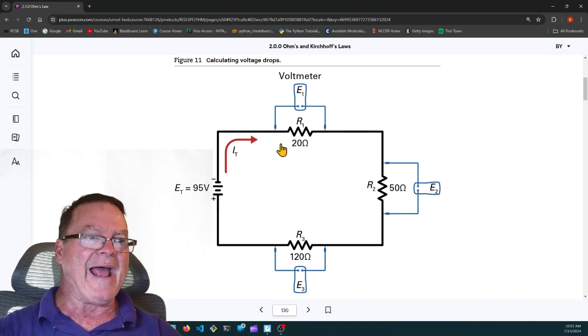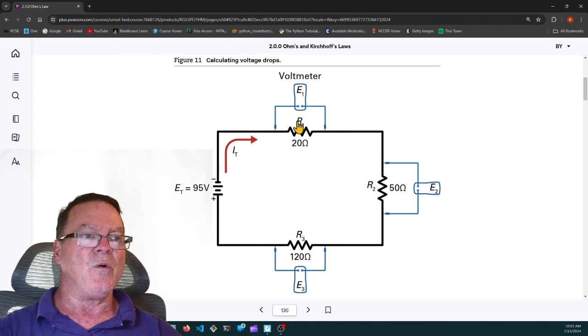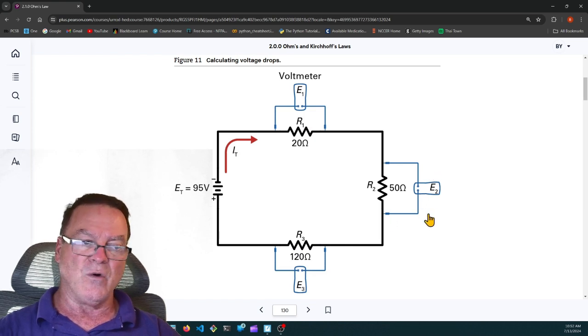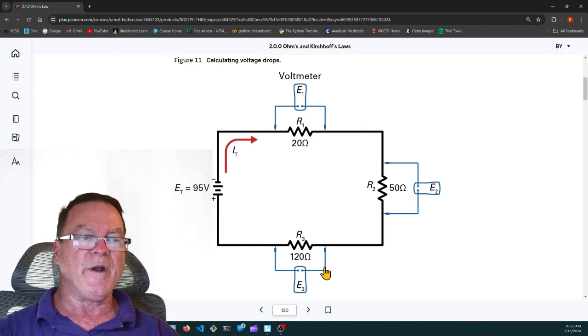So that half an amp going through R1, there's going to be a voltage drop of 10 volts. So E1 equals R1 times I1, and I1 is the same as IT because it's a series circuit, so it's a half an amp, it's 0.5. 0.5 times 20 ohms is 10 volts, and 0.5 times 50 ohms is 25 volts, and 0.5 times 120 ohms is 60 volts. So 60 volts and 10 volts is 70 volts, and 25 volts is 95 volts. Your voltage drops must add up to the voltage source.